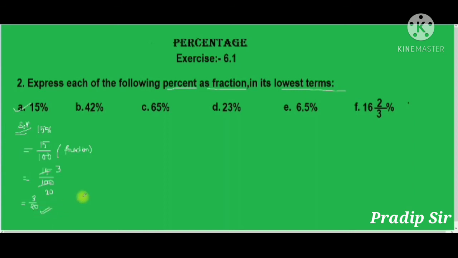Okay, hope you understood question number 2A. Now B is similar to that, C is also similar, D also the same, E also the same. So E I will show you. Here you see 6.5% is written. First, 6.5 will be converted into fraction. After the decimal, how many digits are there? One digit. So we'll remove this decimal.